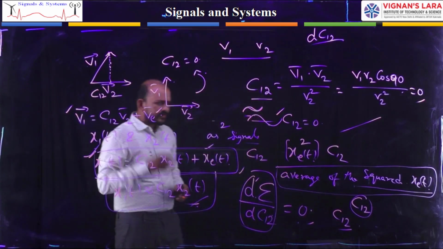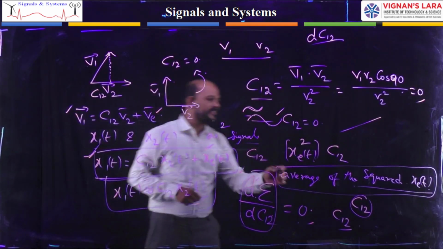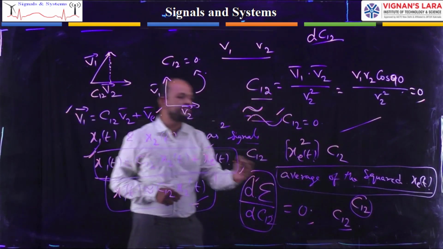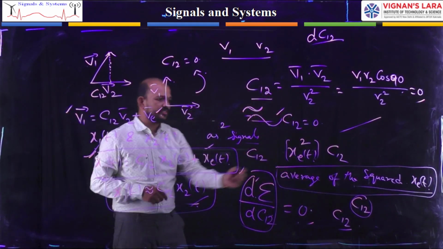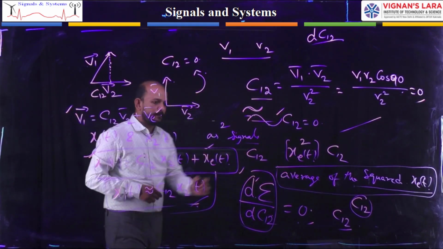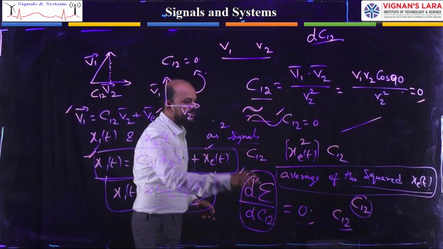So here we have to find out the value of C12 for the minimized average of the squared value xe of t. For that, the condition is differentiation of this with respect to the constant C12 and making that equal to 0. So first thing, you have to know this value. How will you know this value?